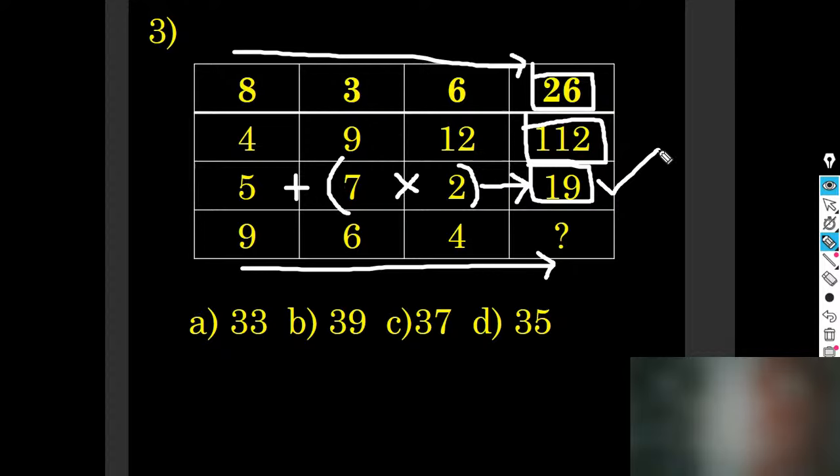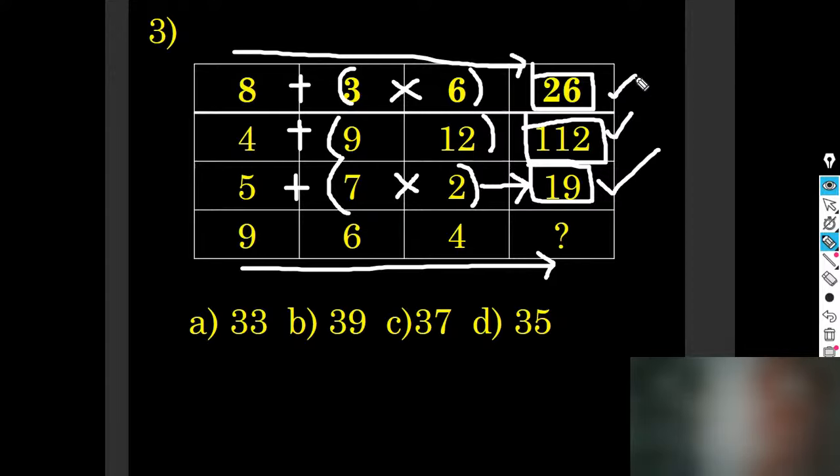Now in the same way, let us try for the first one also. Let us multiply these two. 6 into 3, 18. 18 plus 8 gives us 26. So here also it is satisfied. Next, 9 into 12, 108. 108 plus 4, it is 112. So here also it is getting satisfied.